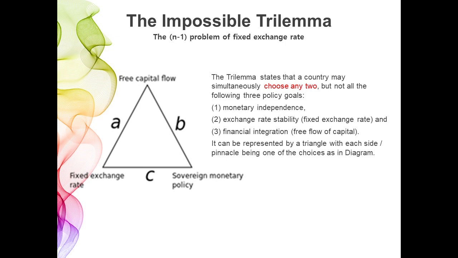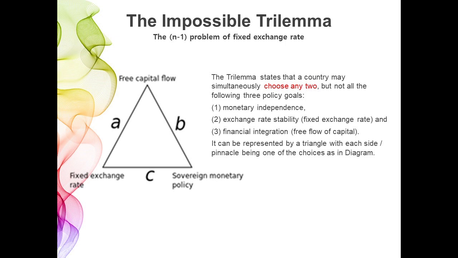The impossible trilemma, also known as the N-1 problem of fixed exchange rates. Refer to the diagram in the slide. The trilemma states that a country may simultaneously choose any two, but not all, of the following three policy goals. 1. Monetary independence. 2. Exchange rate stability, fixed exchange rate. And 3. Financial integration, free flow of capital.